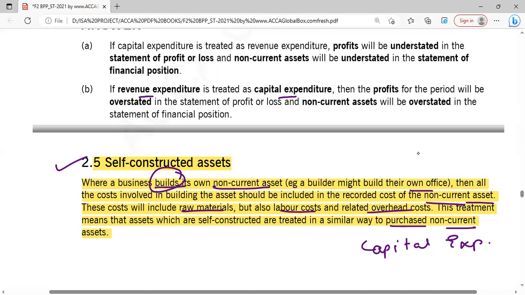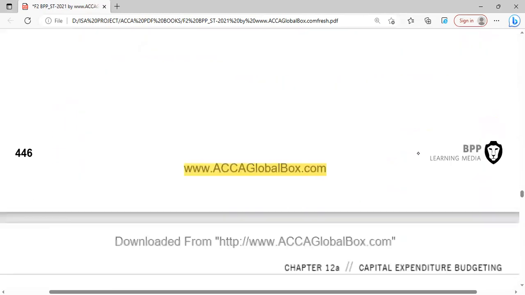So what does the prudence concept tell us? The prudence concept tells us record it now, make a provision. Even if it has not happened, but there is a probability that it's going to happen, then you must make a provision for it. That is what the prudence concept tells us. Record it before time. Okay.